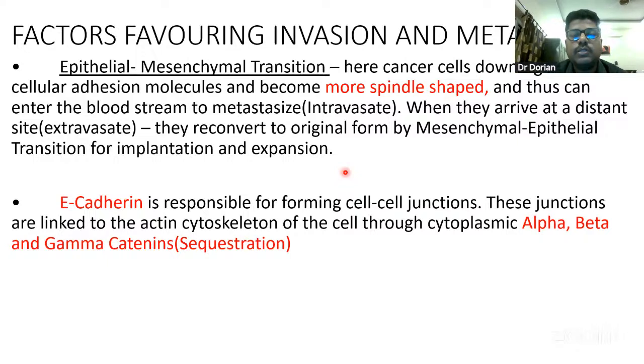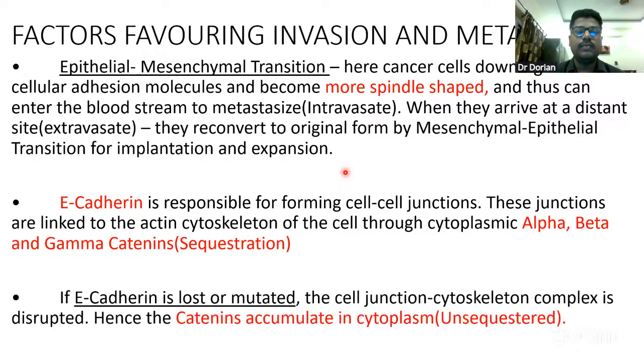E-cadherin is a gene which is responsible for forming cell-to-cell junctions. These junctions are linked inside the cell with alpha, beta, and gamma catenins. So two cells will be linked to each other by E-cadherin. This E-cadherin will also be linking with the substances inside the cell by alpha, beta, and gamma catenins. If this E-cadherin is lost, the cytoskeleton of the cell, that is the thing which binds each cell together with itself and also with other cells, is lost. And this catenin gets accumulated inside the cytoplasm.